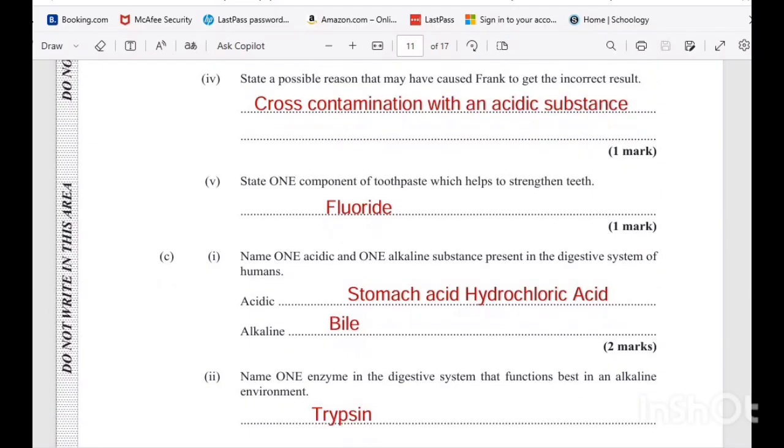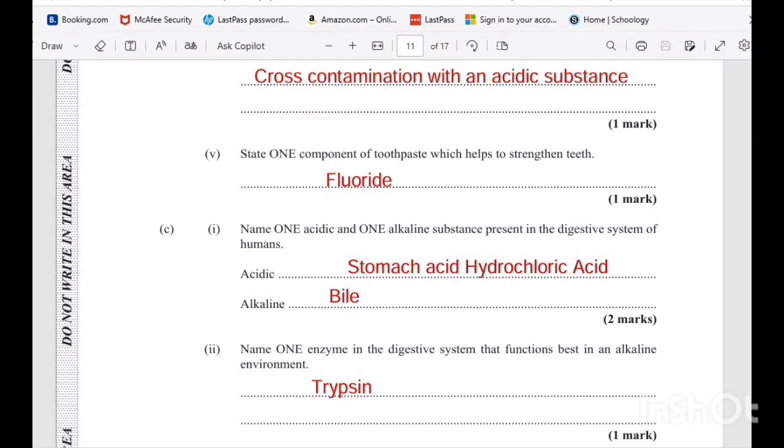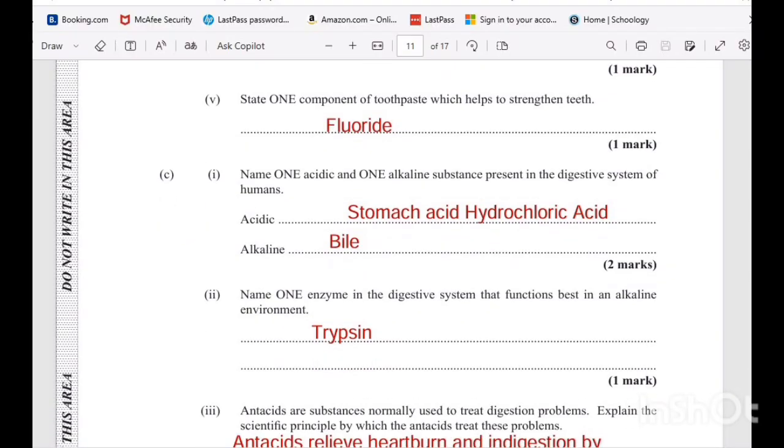Name one enzyme in the digestive system that functions best in an alkaline environment. The answer there is trypsin. So trypsin is that digestive enzyme. It works best in an alkaline environment.